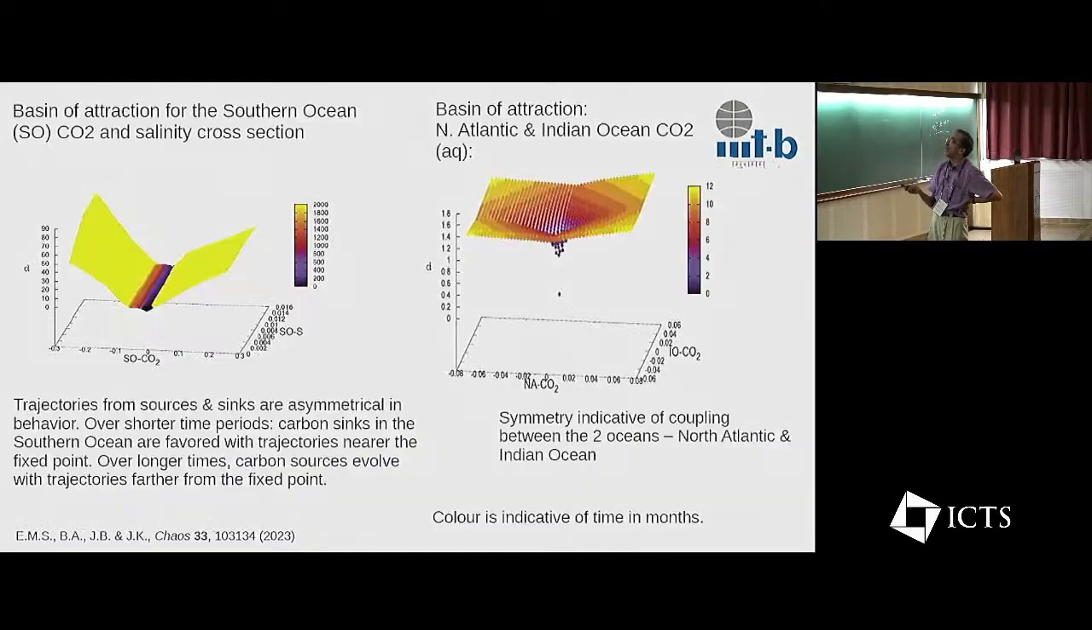Then we look at the basins of attraction for this system. So for example, on the right side, you have a basin of attraction for the aqueous carbon dioxide in the North Atlantic and Indian Ocean. And you can see it's a very symmetric structure, which indicates that there's a coupling between the North Atlantic and Indian Ocean. So any change in the North Atlantic will automatically get reflected in the Indian Ocean. That's one more prediction we can make straight away.